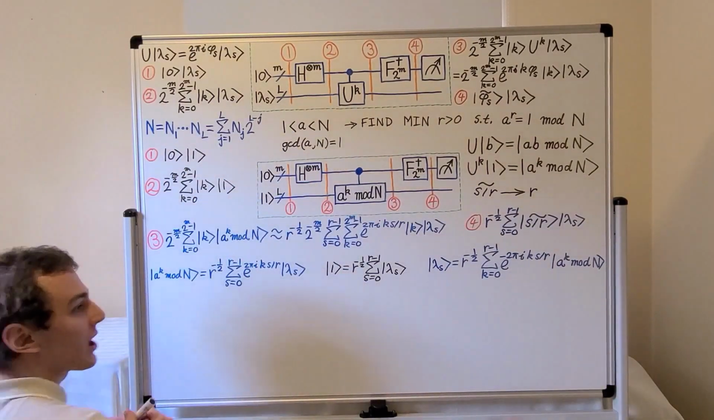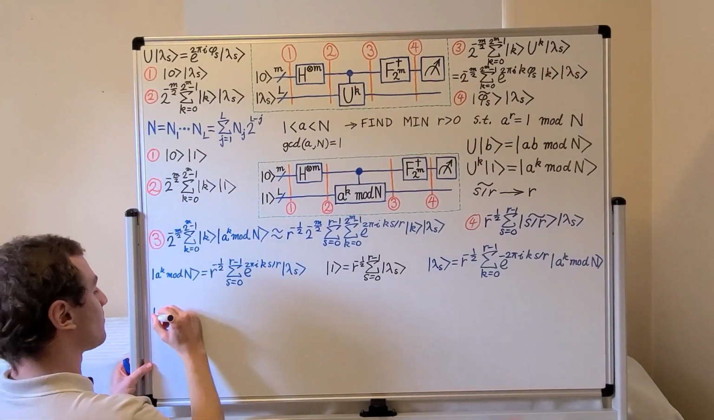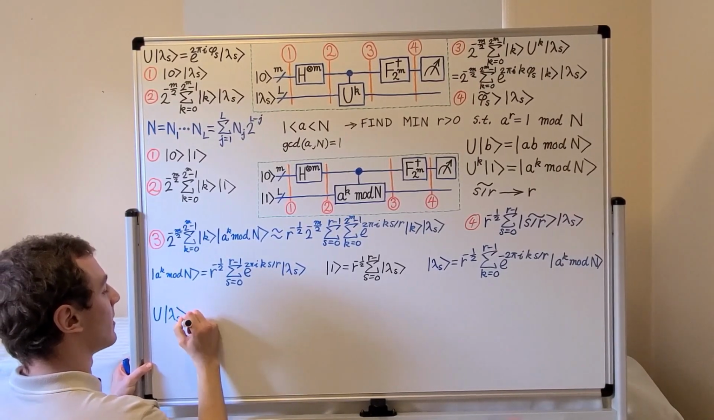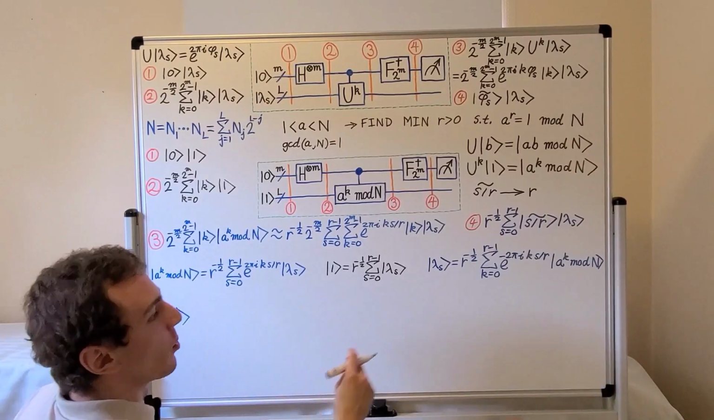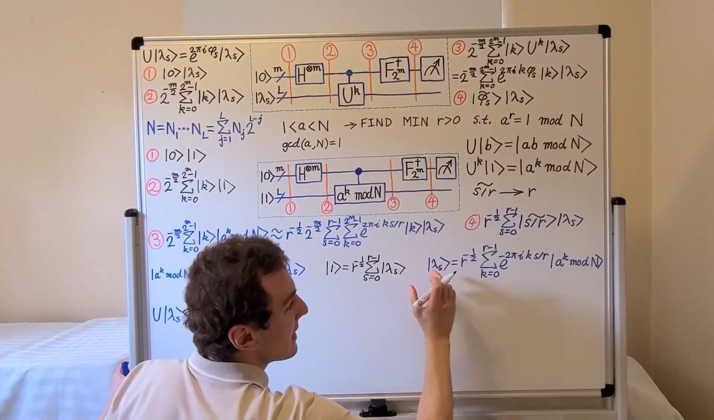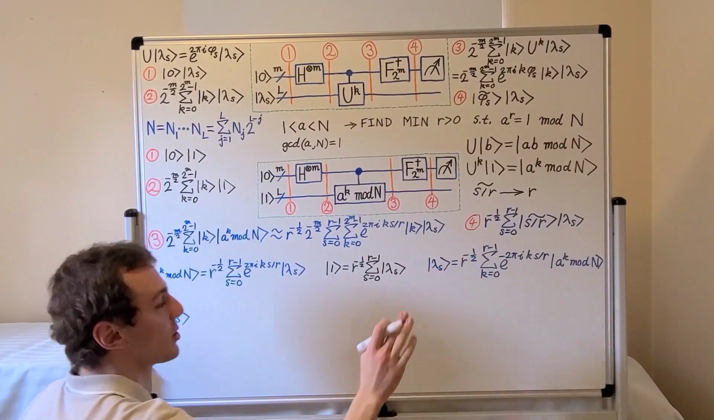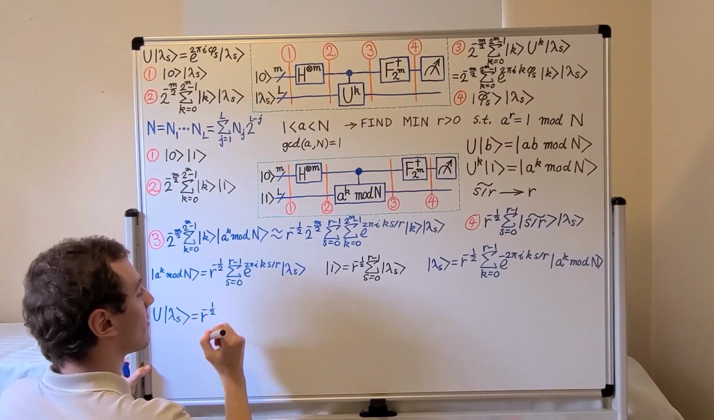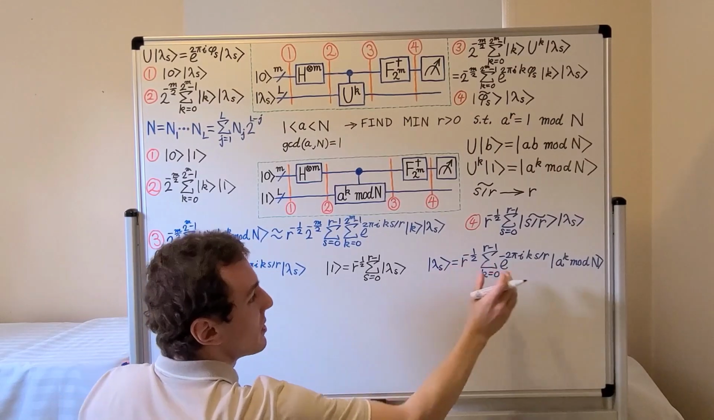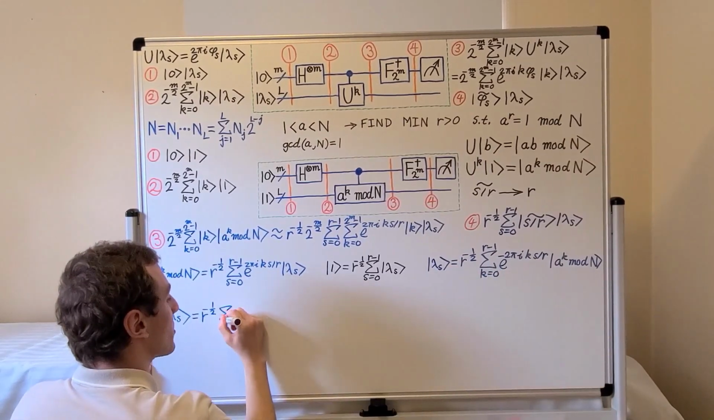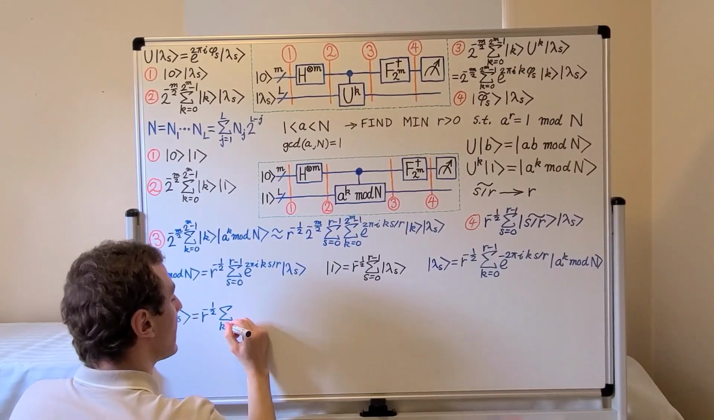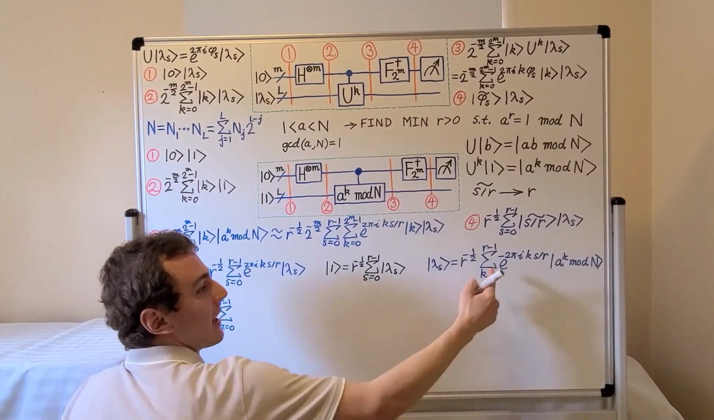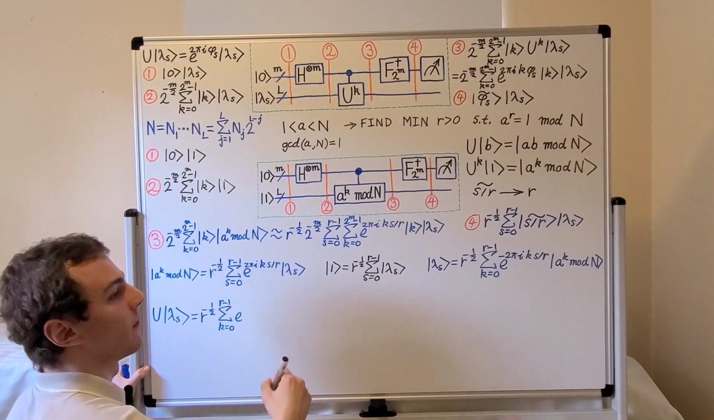Now, let's see the action of u on the eigenstate lambda sub s. So what is this action? Well, u, when it has a look at this normalization coefficient, is going to ignore it. So we're still going to have r to the minus 1/2. And u is also going to ignore this summation. So we're still going to have the sum of k going from 0 up to r minus 1. And it's also going to ignore these coefficients.